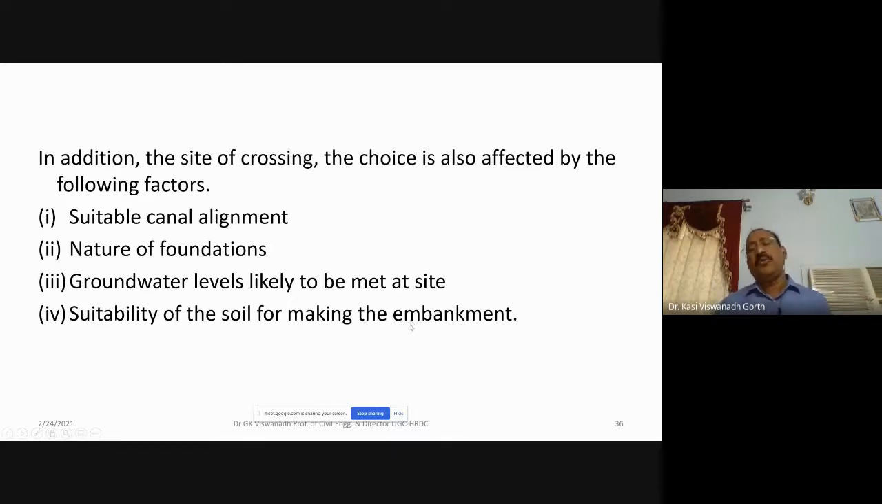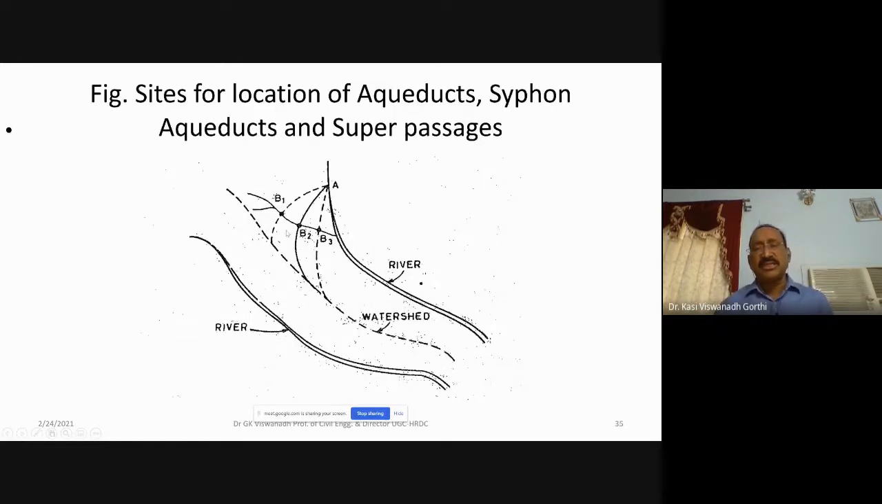If you start spending more and more on lead and lift, naturally the cost of the structure becomes high. So, what is the soil which is available? Whether it is suitable for making the embankment, that fact also should be considered. Whether you need to construct a structure at B1, B2, or B3. Similarly, at B1, if you want to construct, go for aqueduct. B2, maybe go for siphon aqueduct. B3, go for super passage. So this also will change.